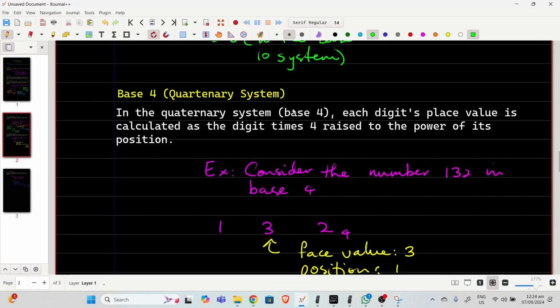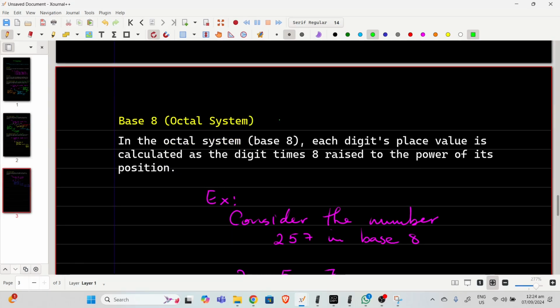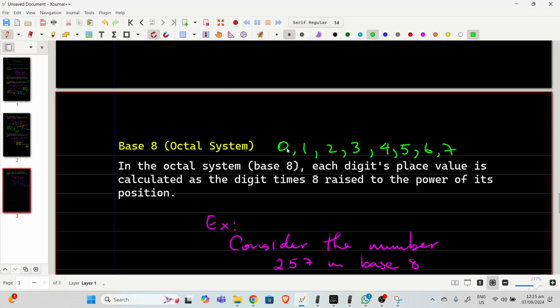In the quaternary system, we're only going to have four numbers. So you're going to have 0, 1, 2, and 3. You're not going to go beyond that. Same thing for base 8. It's going to be 0, 1, 2, 3, 4, 5, 6, 7. That's it.